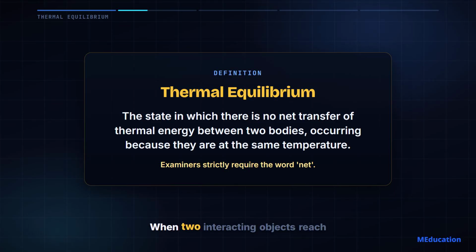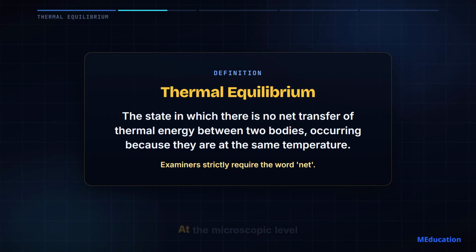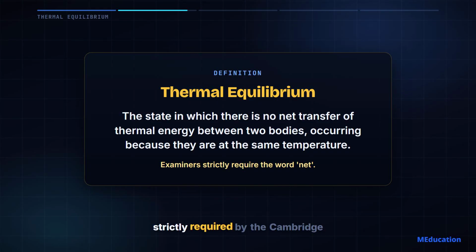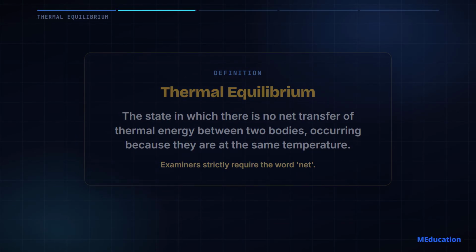When two interacting objects reach the exact same temperature, net heat flow stops. We call this state thermal equilibrium. Notice I said net heat flow. At the microscopic level, energy is still exchanging back and forth, but the overall macroscopic transfer is zero. That single word, net, is strictly required by the Cambridge mark scheme to secure your marks.